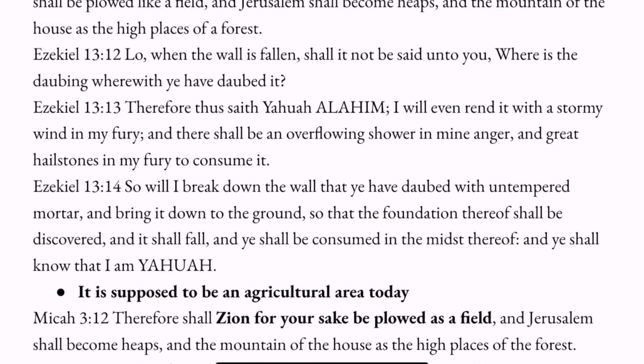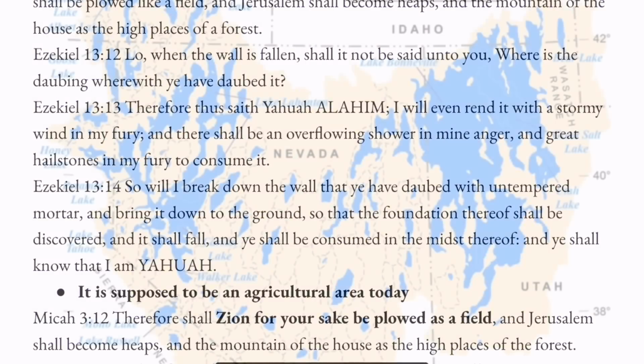This is talking about a serious, catastrophic weather event, okay? It says hailstones and stormy wind will cast down the walls of the city of Jerusalem. And even the foundation thereof will be discovered. That's when the Holy Land was flooded, okay?